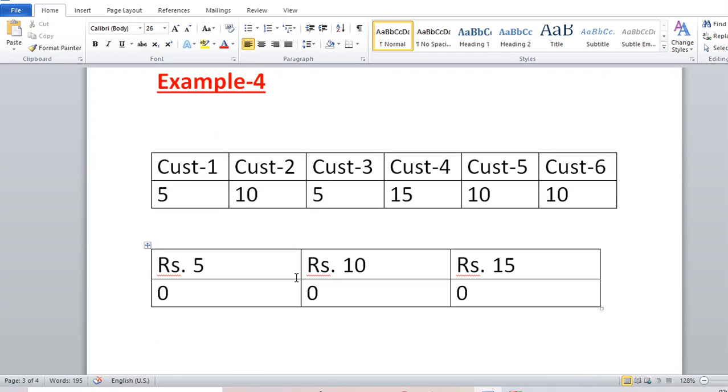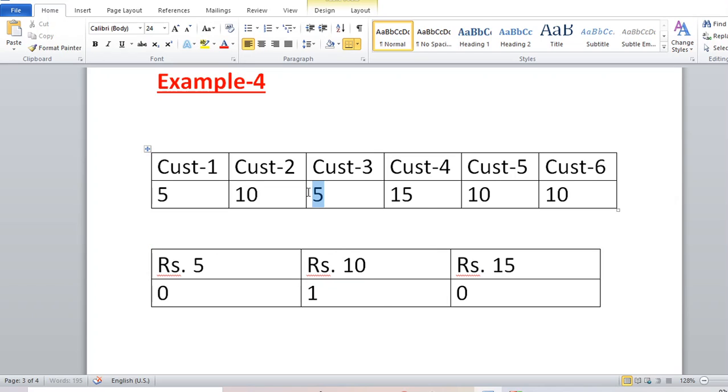In the fourth example, there are 6 customers. When customer 1 gives this rupees 5 to the chef, the number of rupees 5 coins will be increased by 1. When customer 2 gives this rupees 10 to the chef, it will be increased by 1, but he has to pay this rupees 5 to the customer as a balance, so it will be decreased by 1 and it will be 0.